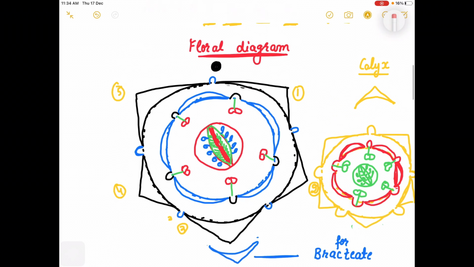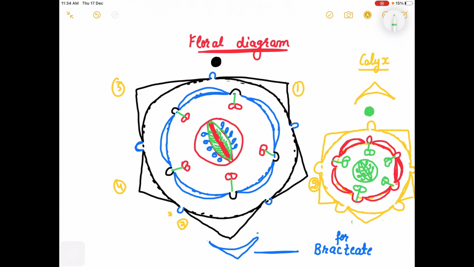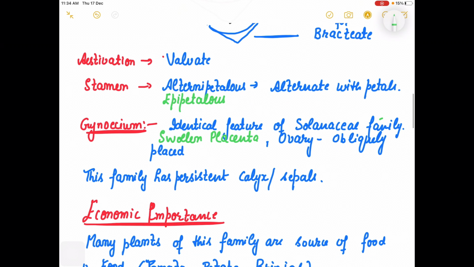Okay, so this is the floral diagram of your Malvaceae family, and always draw the mother axis first. That is very very important. Now one more major thing when you are drawing the Malvaceae family floral diagram, you always have to draw the stamens alternipetalous.